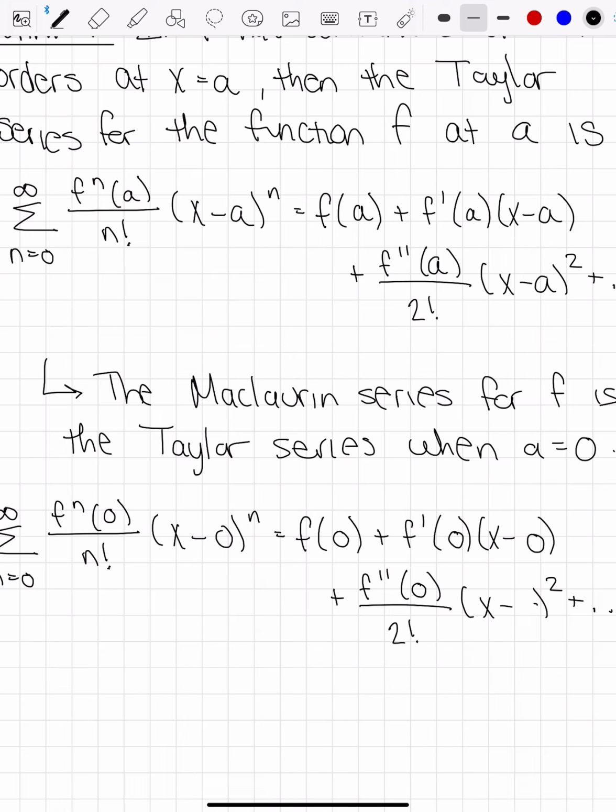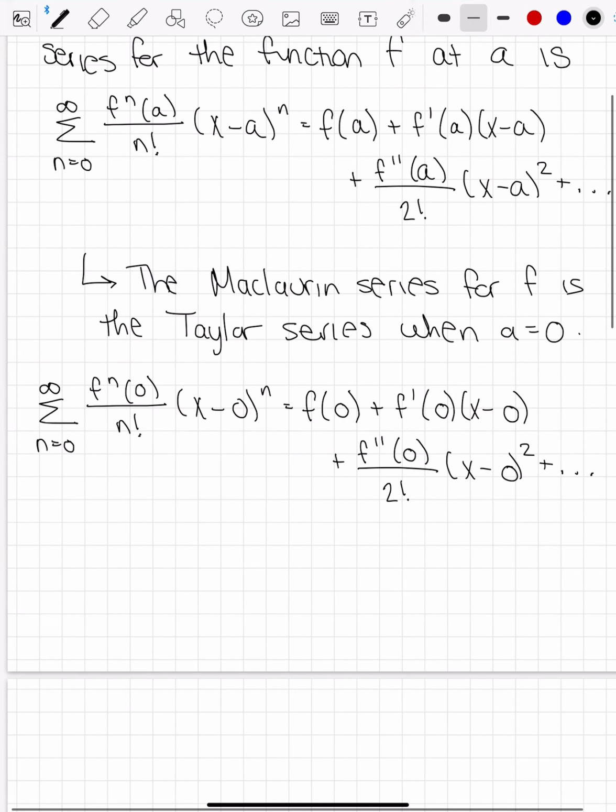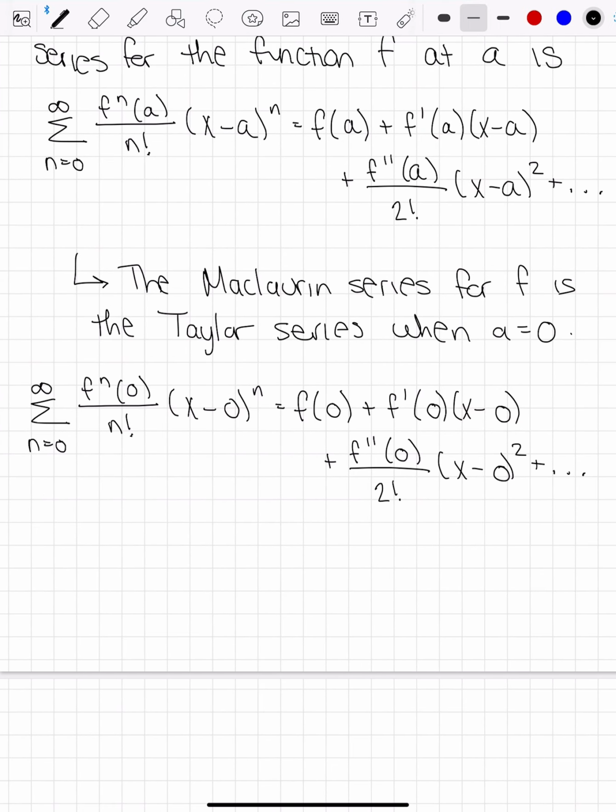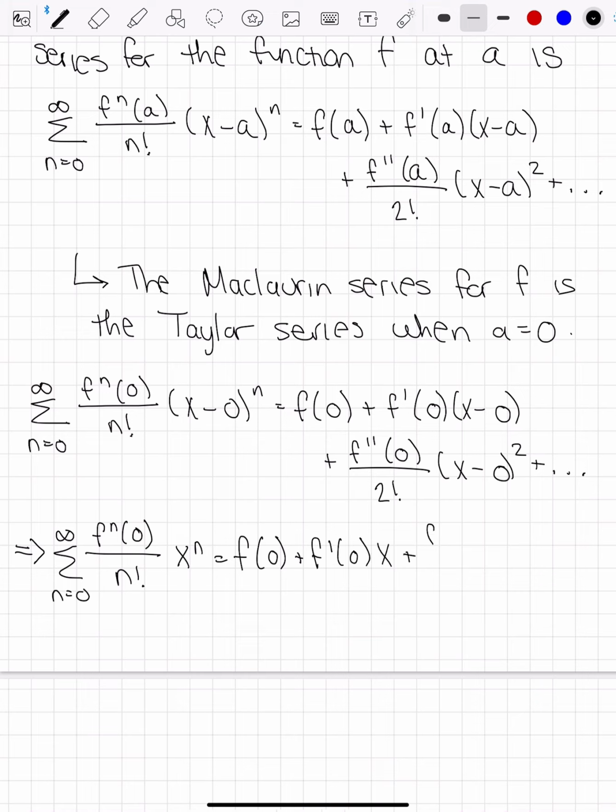Right, and obviously we don't usually write minus 0 because that doesn't really mean anything. So this just ends up simplifying to the nth derivative at 0 over n factorial times x to the n. So we have f of 0 plus f prime of 0 times x to the first power plus f double prime of 0 over 2 factorial times x to the second power, and so on and so forth.